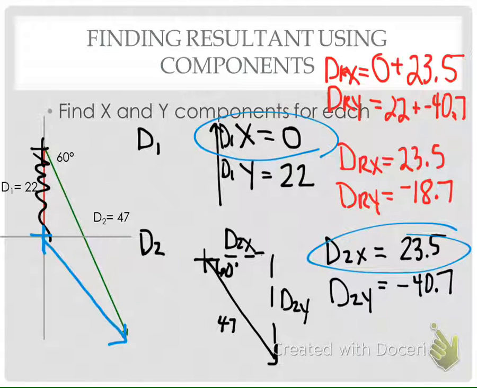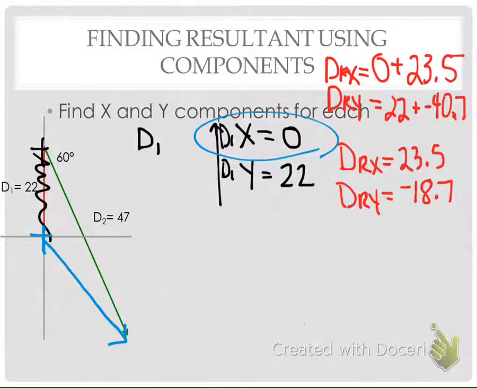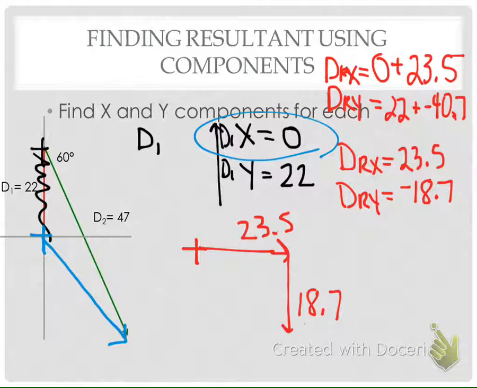So now these are the components of our resultant vector. They're going to allow us to build a new triangle with our resultant. So we're adding these mathematically instead of graphically. I'm going to draw that over here. These are the sides of our resultant triangle. Here's my starting point. My x is positive 23.5. My y is negative 18.7. You don't have to include the negative when you draw the vector, because the negative is just telling us downward. And our resultant looks something like that.